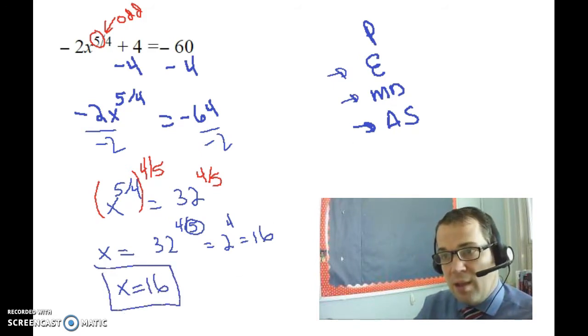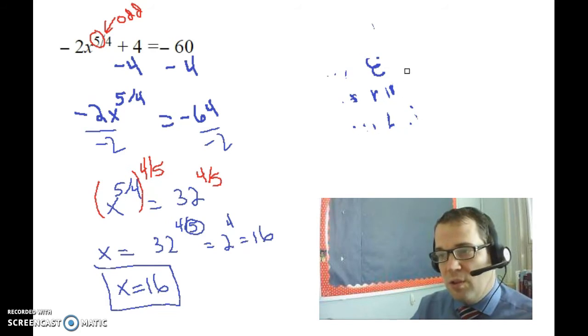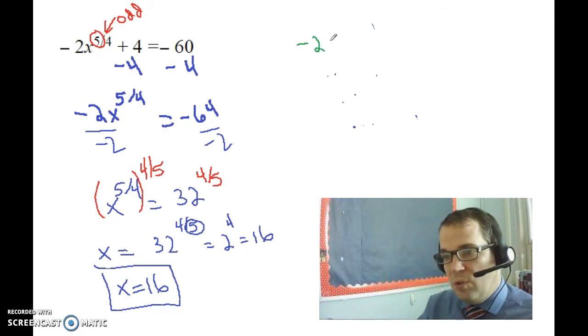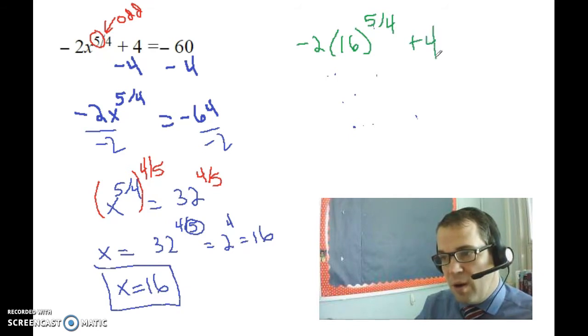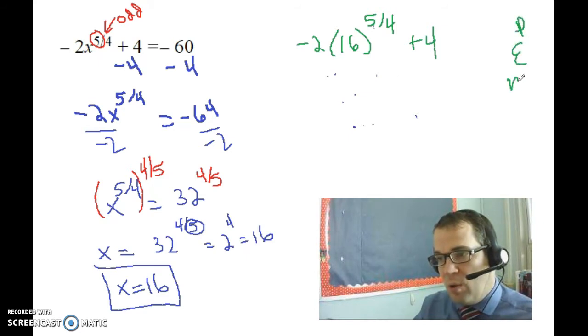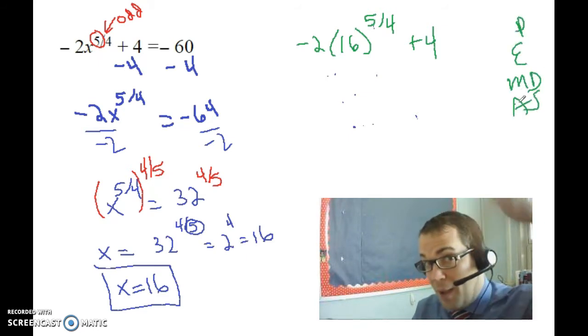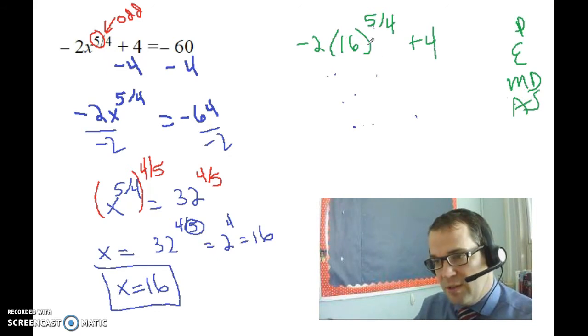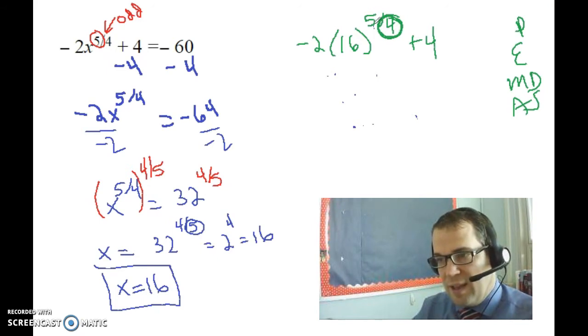I should just double check my work by plugging it back into the original problem. Do that in green. So negative 2 times 16 to the 5/4 plus 4, I hope, equals negative 60. I'm actually evaluating, so I'm doing order of operations in the top down. I'll deal with exponents first. 16 to the 5/4 power is find a number that multiplies by itself this many times to give me 16. 2 does that. And I'll take that 2 to the 5th power. 2 to the 5th is 32.